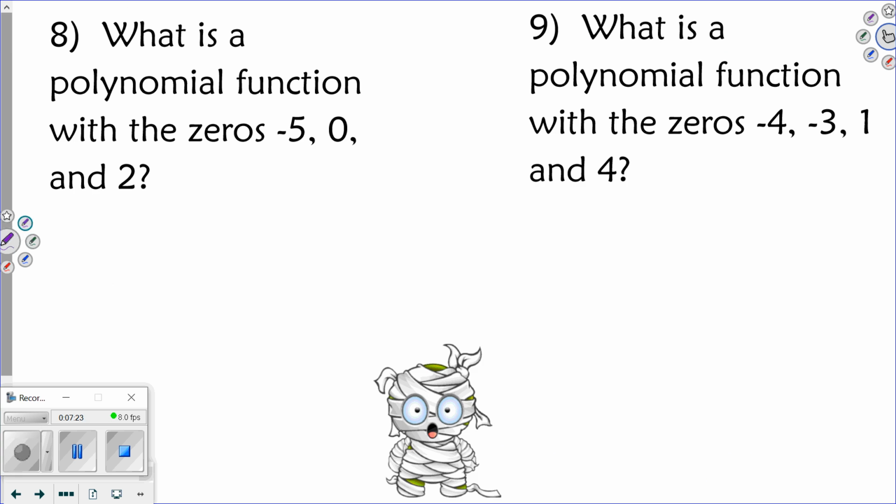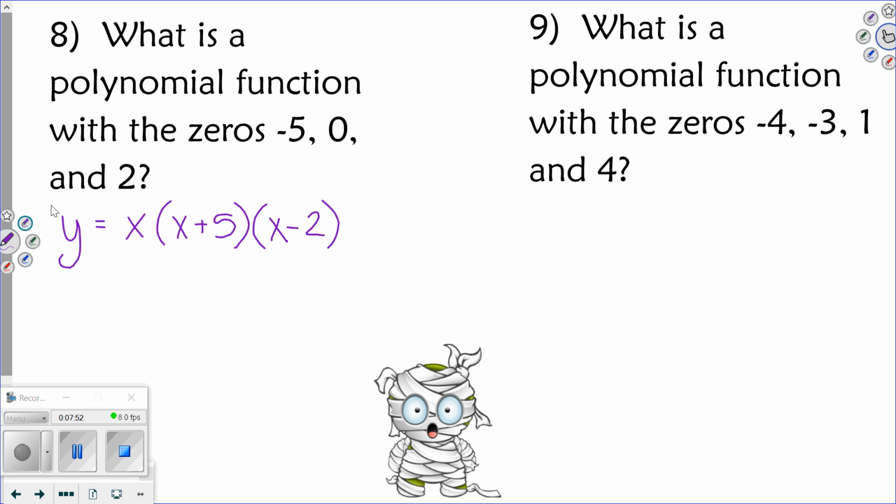All right, so number 8, were we able to set it up? So y equals, where does negative 5 come from? X plus 5. Where does 0 come from? Ooh, very nice. Baby brother of an x gives me that. And then what about 2? X minus 2. You get 1 point just for that. That should be the easy part.